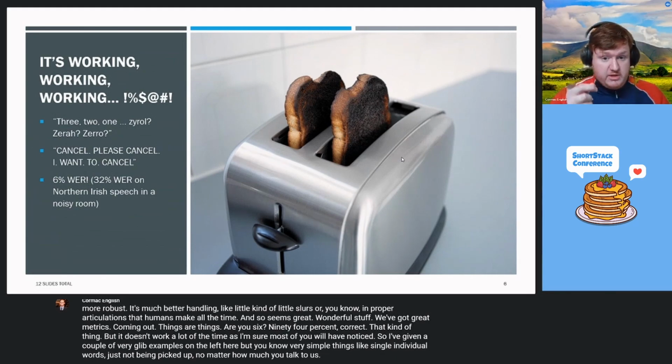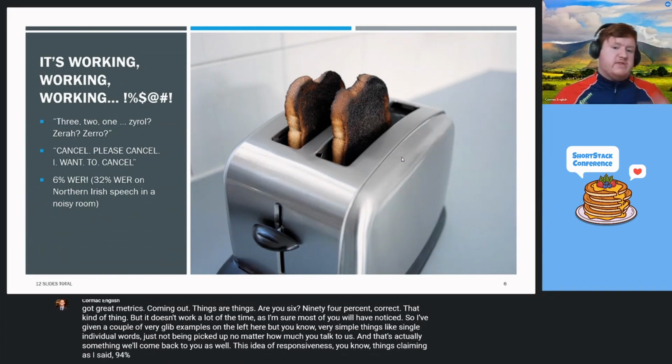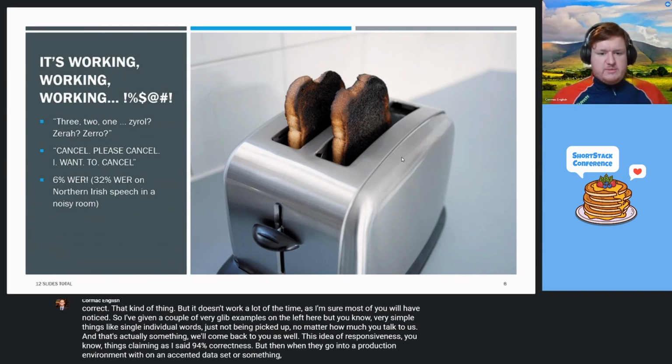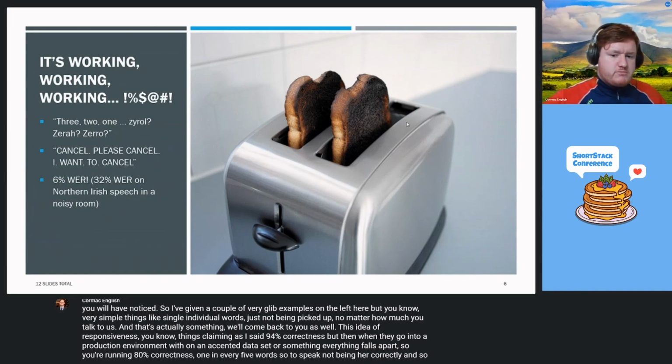And that's actually something we'll come back to as well, this idea of responsiveness. Things claiming, as I said, 94% correctness, but then when they go into a production environment on an accented data set or something, everything falls apart, and suddenly you're running 80% correctness, 1 in every 5 words, so to speak, not being heard correctly, and so forth.